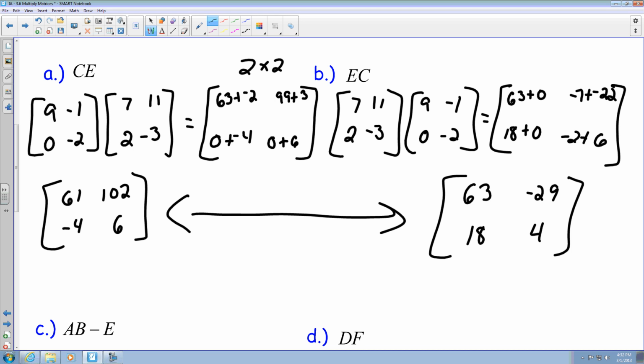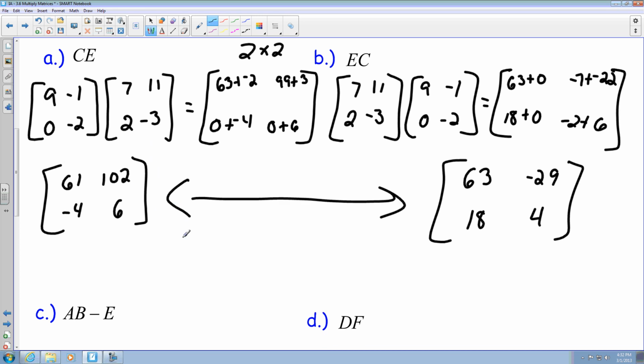So what that's telling us is that the product of matrices is not commutative. You know, when we have, say, 4 times 5, we can rewrite that as 5 times 4. It's still going to be 20. With number relationships, multiplication is usually commutative. In matrices, it is not. So keep that in mind.